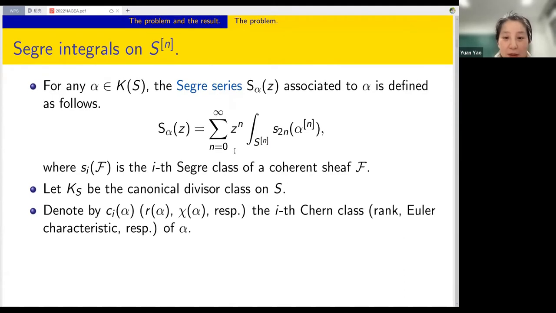Okay, then we put everything together. We let n start from 0 to infinity. When n is 0, everything is empty, and we let this integral be 1, so this series starts with 1. And then we have this Segre series defined as follows. We have to compute this Segre class.